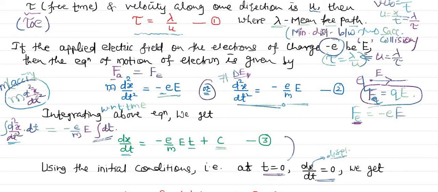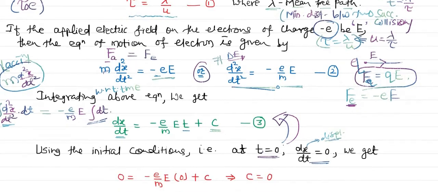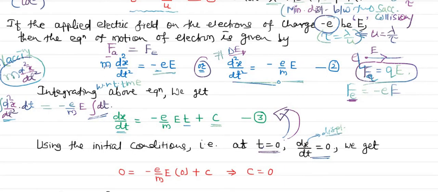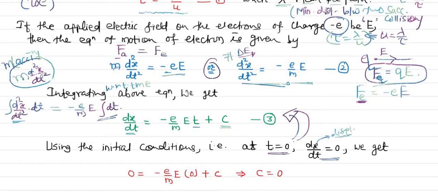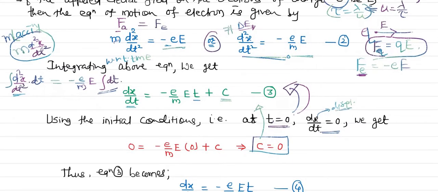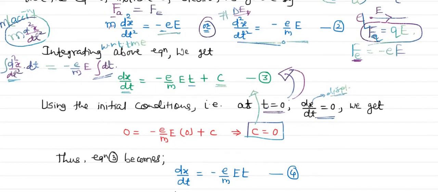If we apply this boundary condition in equation 3, t is equal to 0 and dx by dt is equal to 0. So on the left hand side we write 0 directly. Minus e by m, E, and this t is also 0, so t is 0 plus c, and directly we get that the integration constant is simply 0, c is equal to 0. Now resubstituting c equal to 0 in equation 3 and rewriting it, equation 3 becomes dx by dt is equal to minus e by m E t, because the c value now becomes 0. Name it as equation number 4.